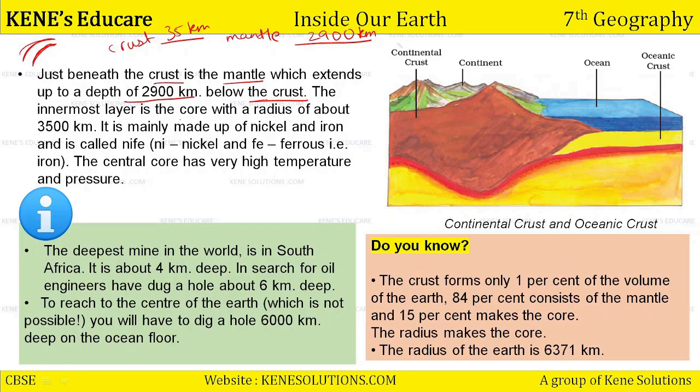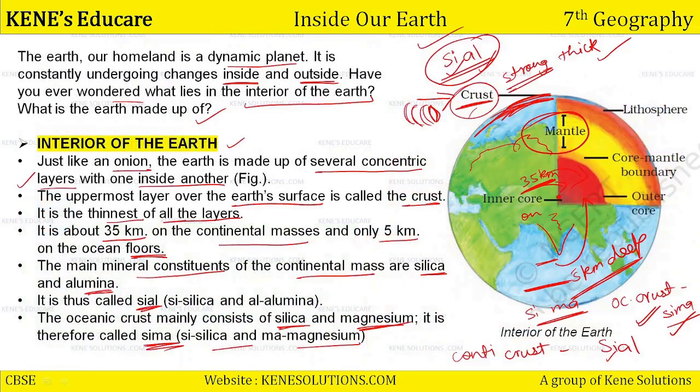The innermost layer is the core with a radius of about 3,500 kilometers, और last layer होती है core की, which has a radius of 3,500 kilometers. Why are we saying radius? Because earth यहाँ से तो पतला है पर यहाँ से तो मोटा है ना. And to measure the core, you need to know the radius.